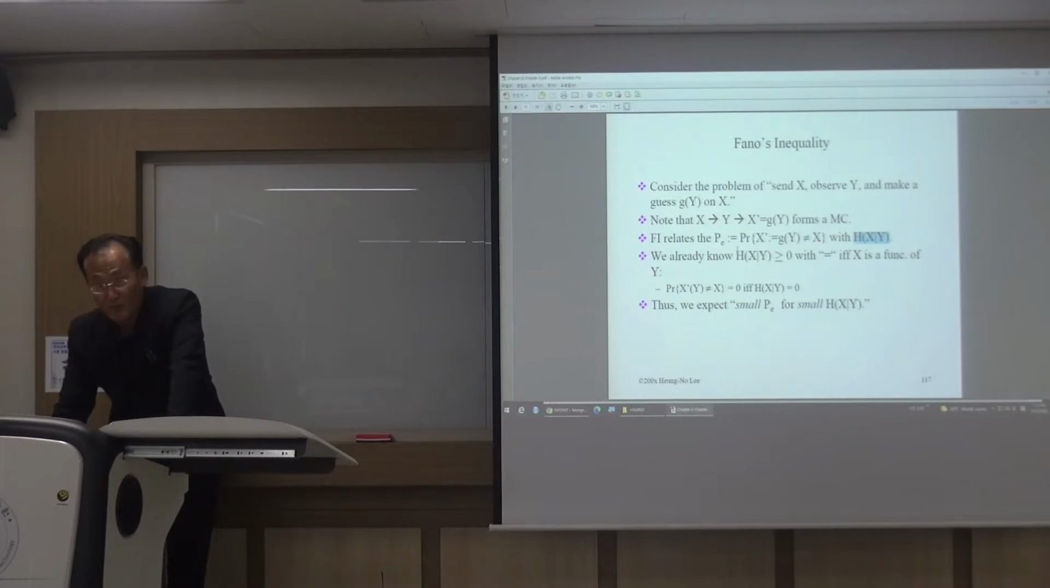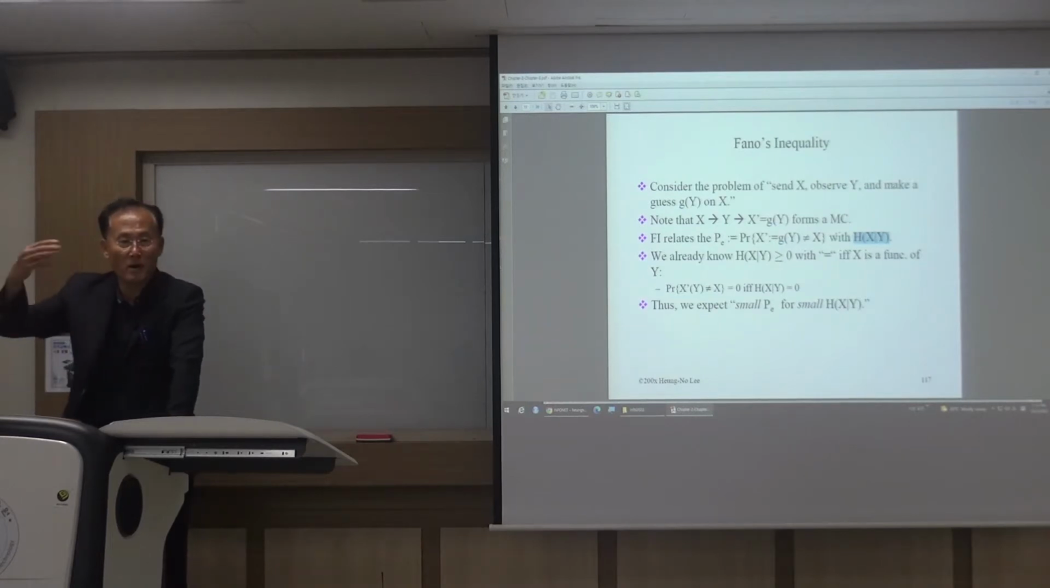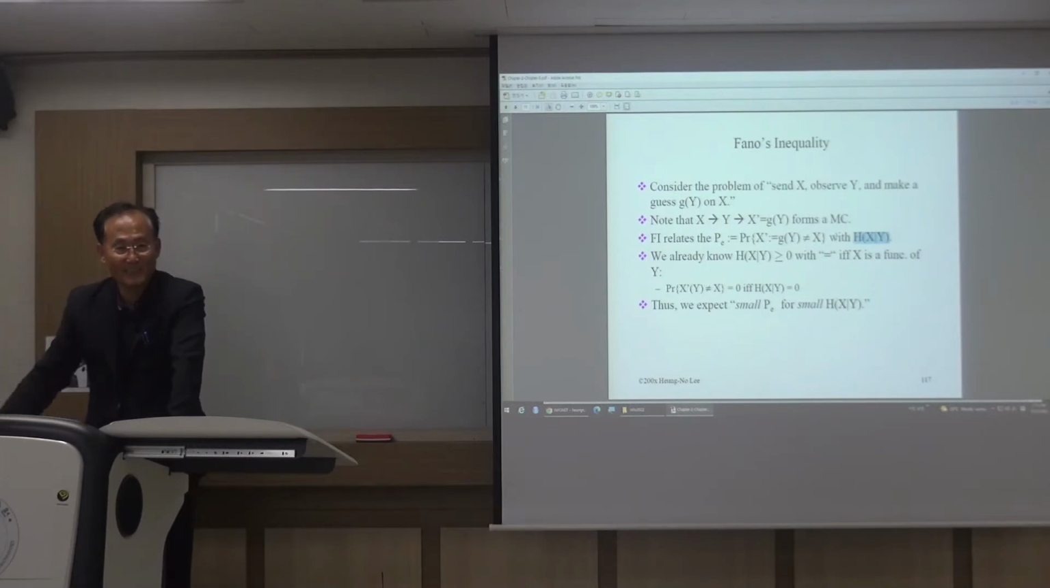So what is the relation between P_E and the entropy of X given Y? Okay, so we can start with the easy case first. Suppose that given Y, you can perfectly tell X. What is going to be H of X given Y? Suppose you made a perfect inference tool about X, so there is no error at all. Then what is going to be H of X given Y? Zero, right? Because there is no uncertainty. But in general, can you assume that? In general, you cannot assume that, right?